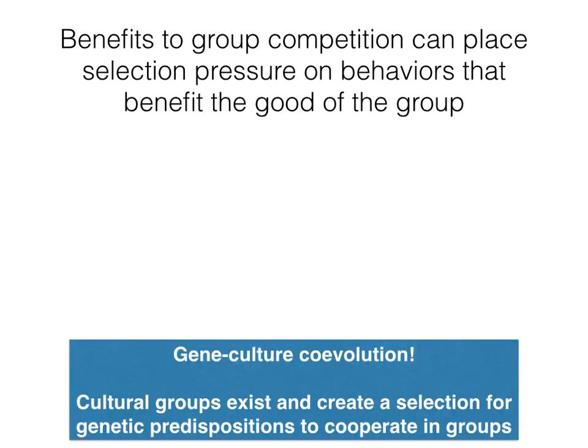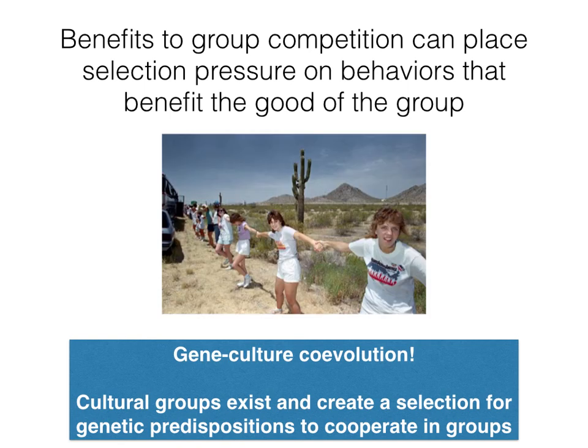And so gene culture coevolution is one explanation of why we can get large-scale group cooperation the way we do, like Hands Across America, for example, where cultural groups exist and create a selection for genetic predispositions to cooperate with group members. Groups with members who cooperate better are more likely to win against other groups. And so there might be some sort of cultural pressure to select for genetic predispositions that make groups more competitive.